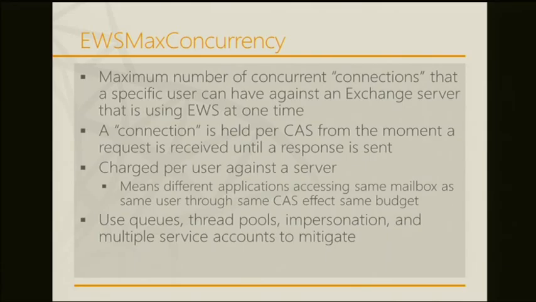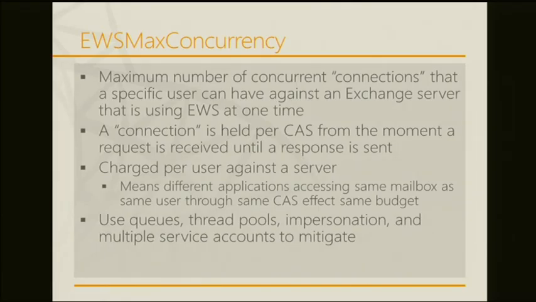So to mitigate this too, use queues and thread pools to kind of control the maximum number of requests. That's important because you might, in some situations, be able to scale that up or scale it down. So you might have to keep a closer eye on this in Exchange 2010 on-premise prior to SP2 and these impersonation changes. Obviously, with Exchange Online, if you're using impersonation, you're going to get a large benefit.